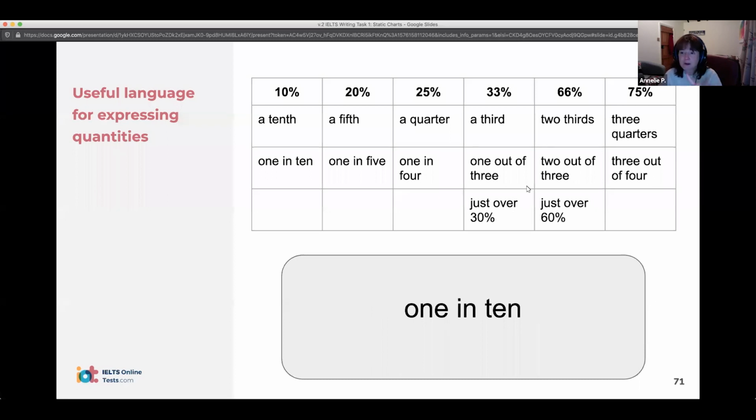One thing to bear in mind, be very careful, ratios like 1 in 10, you can only use with countable nouns, okay?